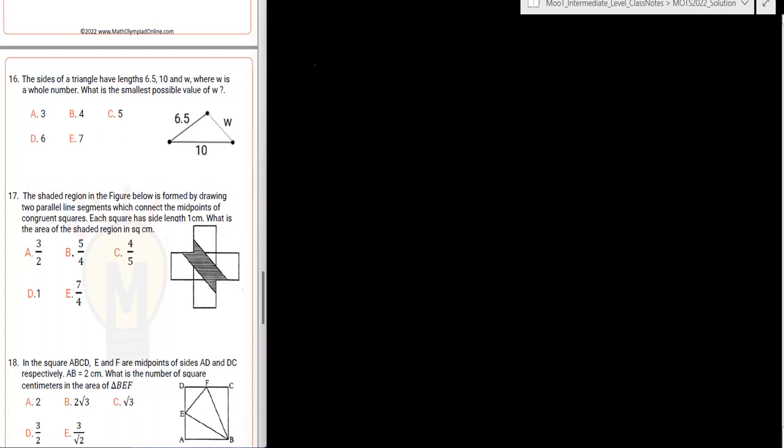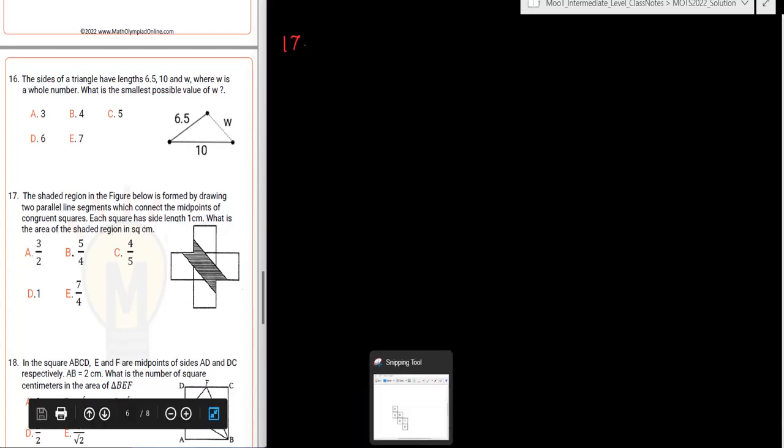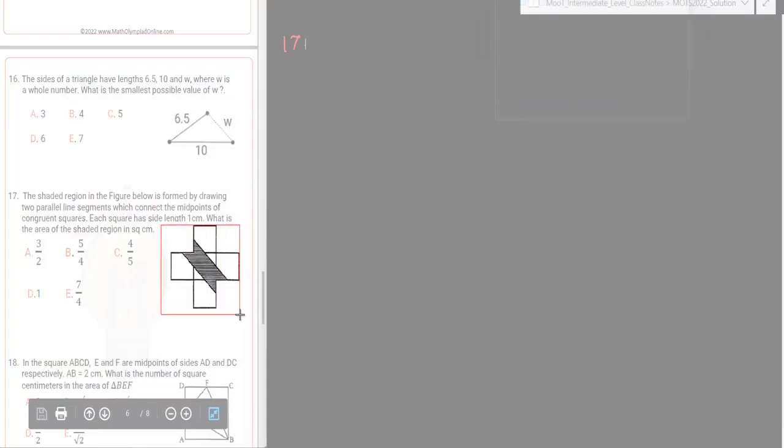All right, let's go to problem number 17. The shaded region in the figure below is formed by drawing two parallel line segments which connect the midpoints of the congruent squares. Congruent squares are equal in size and shape, identical squares. Each square has side length 1 centimeter. What is the area of the shaded region in square centimeters? Okay, let's grab this image and work with it.